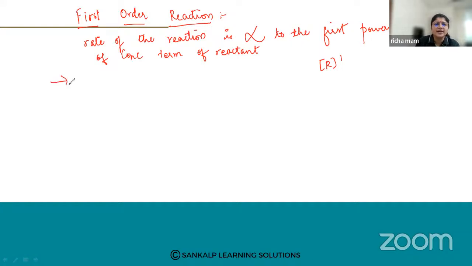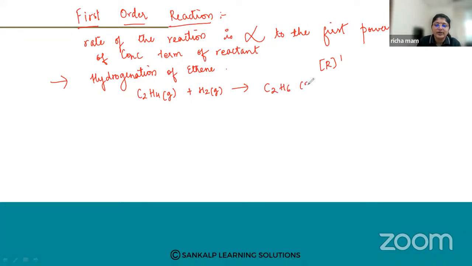So what is the example? Hydrogenation of ethene. Hydrogenation means addition of hydrogen across the double bond. Ethene is a molecule which has a double bond, right? So we are adding a hydrogen molecule across the double bond of the ethene molecule. C2H4 plus H2, hydrogen gas. What will you get? You will get C2H6, gaseous.